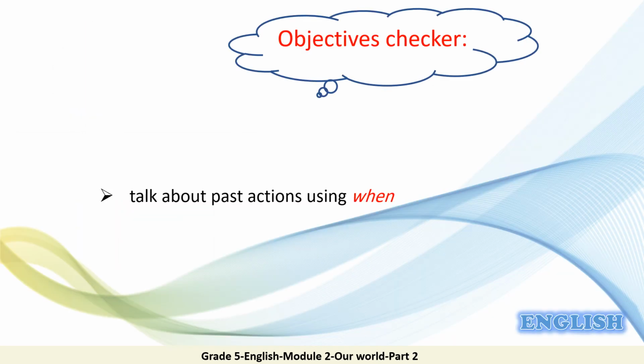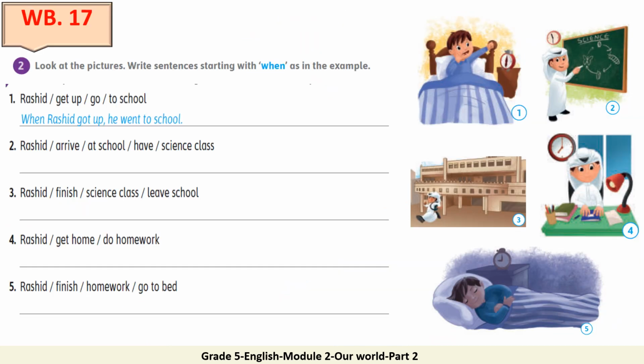So far, we finished talking about the past actions using when, and we could do it perfectly. Now, we need to achieve our last objective today. We need to write sentences using when. Open your workbook, page 17, exercise 2. Look at the pictures. Write sentences starting with when, as in the example. 1. Rashid, get up, go to school. And this is picture number 1.